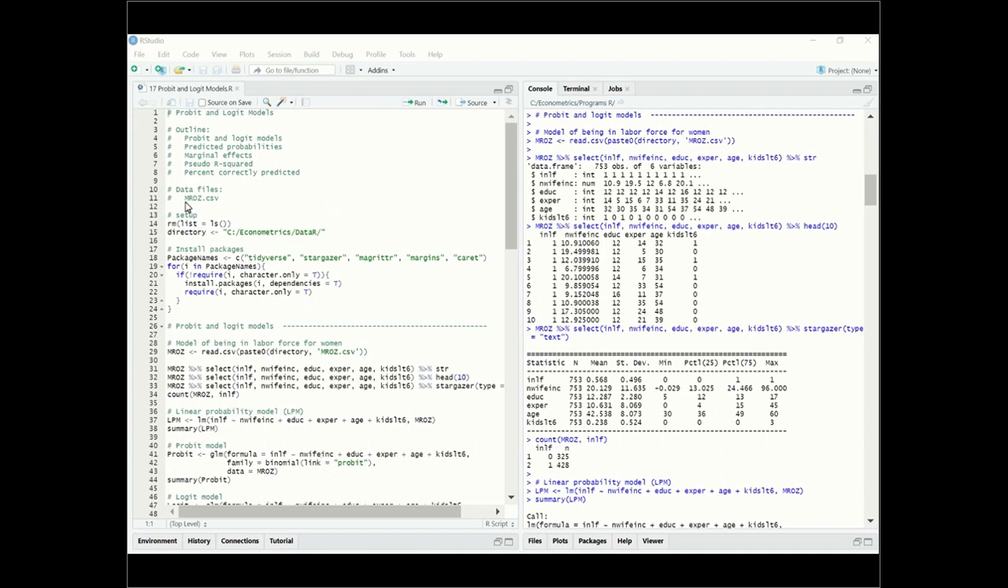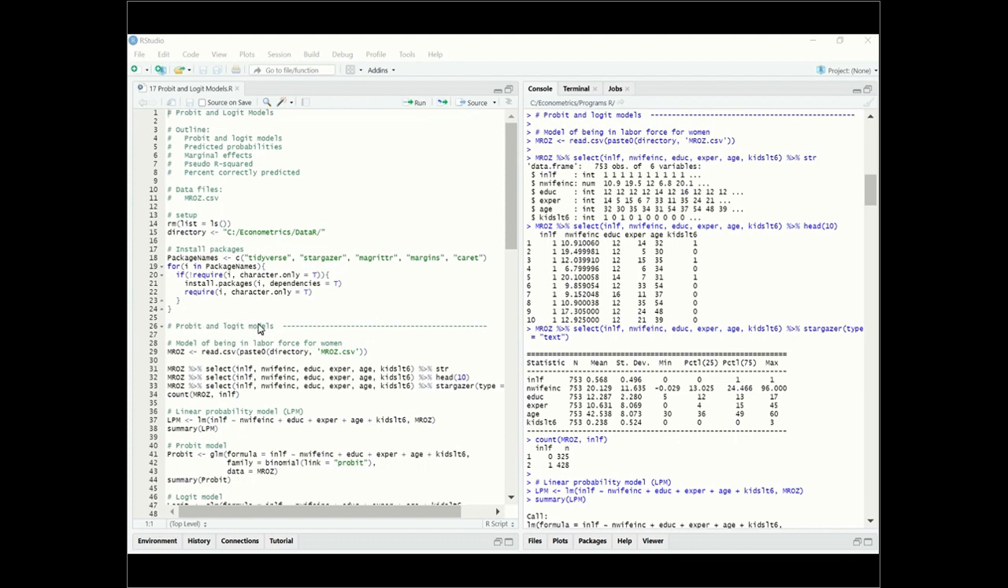I have downloaded the data, MROZ.csv, and I have put it into my data directory here. And I have run this program, and here are the results in the console window, which is typically below here. So what we are going to talk about today is estimating Probit and Logit models, finding the coefficients, then talking about predicted probabilities, marginal effects, pseudo R-squared, and percent correctly predicted.